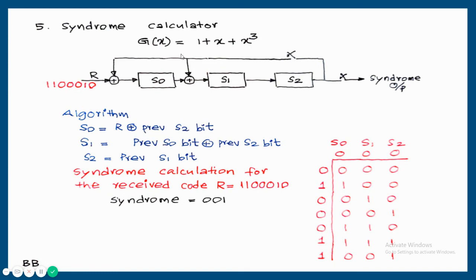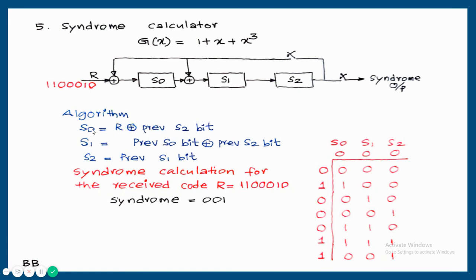Again, all these connections are common for any syndrome calculator. Only this connection is based on the polynomial 1 plus x cube. So between LSB and MSB, the x term exists, and for this x, the XOR is between S0 and S1. If it is x square, the XOR will be between S1 and S2. Here the XOR position will be between S0 and S1. Implementation is over. Now based on this implementation, the algorithm is written here.